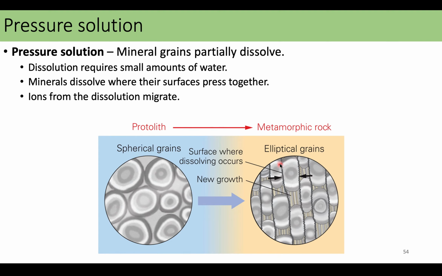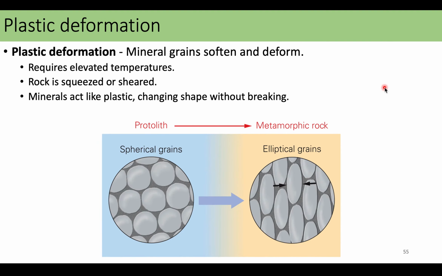If there is water in this area, then there could be what we call pressure solution, where in the metamorphic rock we end up with elliptical grains. So instead of having these spherical grains, we end up with dissolved material from the spherical grains. They become more of an elliptical shape. This new growth in between these grains is from the material that was dissolved. So there's some migration of ions to cause these spheres to turn into elliptical shaped grains.